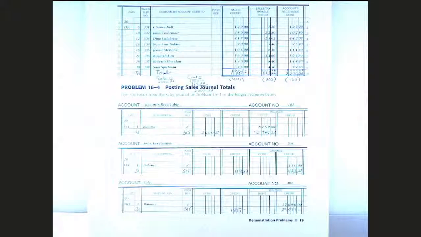Is the word totals indented then on the sales journal? Say that again? Is the word totals indented then? Yes. Yes, the word total is indented.